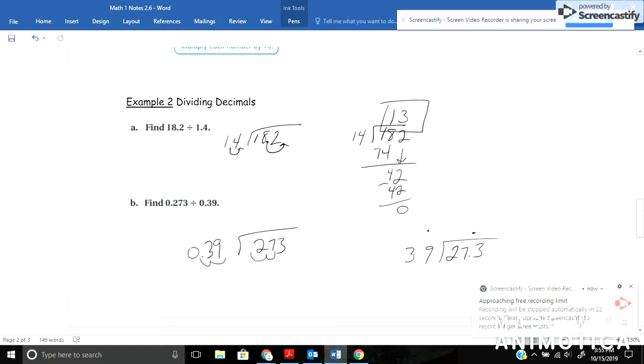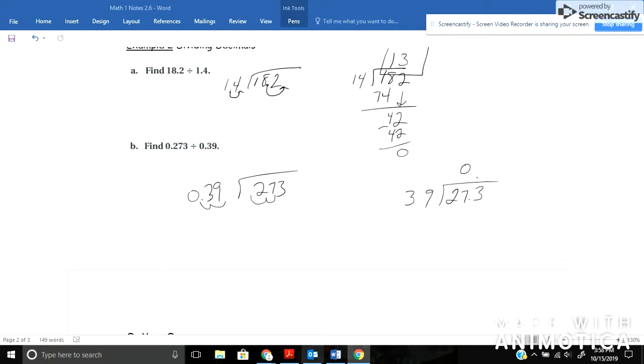Okay, remember to bring your decimal point straight up, and 39 goes into 27. Well, it doesn't go into 27, so 0. Now we have to estimate how many times it goes into 273. Well, if I rounded this to 40, 40 times 7 would be close, it'd be 280.